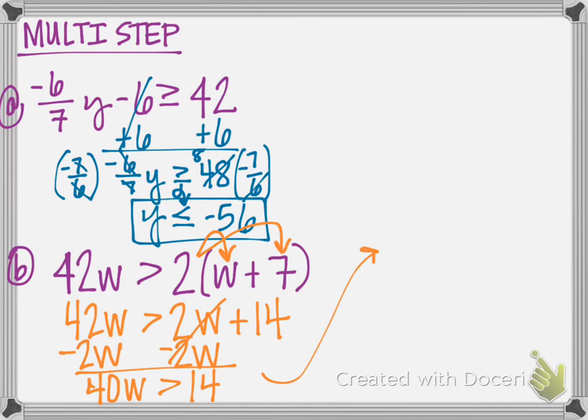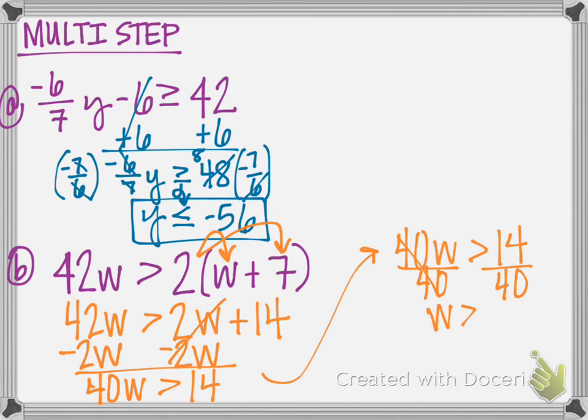I'm going to move this over here. I'm just going to rewrite it just like it said. Now to get w by itself, I need to divide by 40. 40 divided by 40 is 1, and I'm left with 1w. 14 divided by 40 is 0.35.